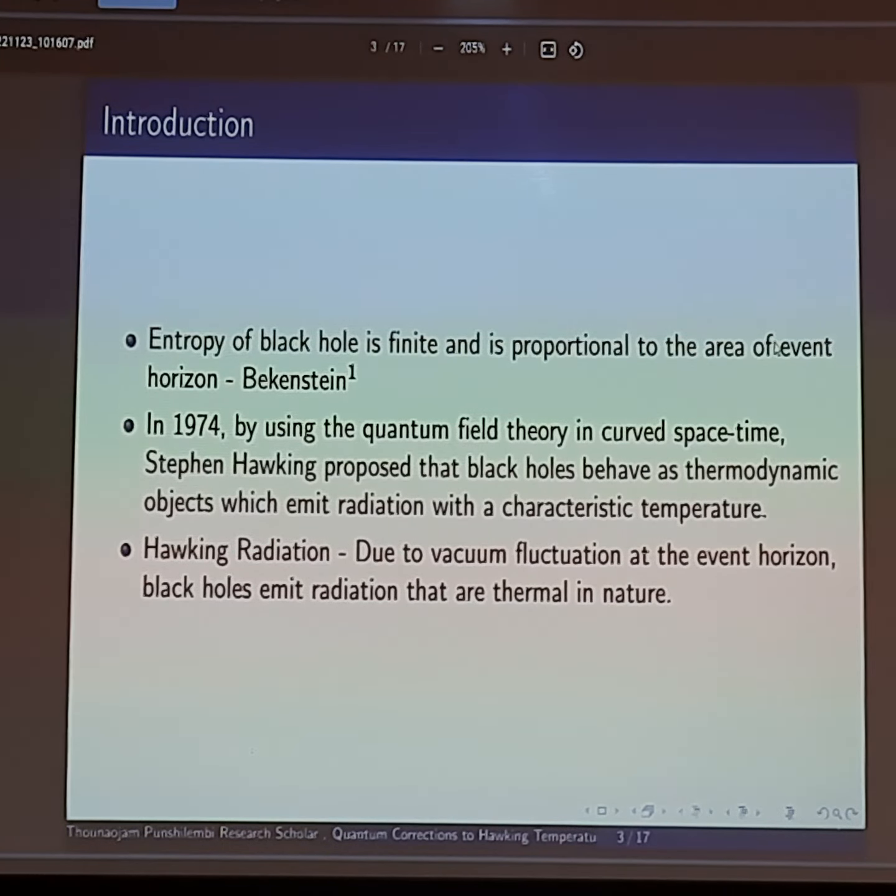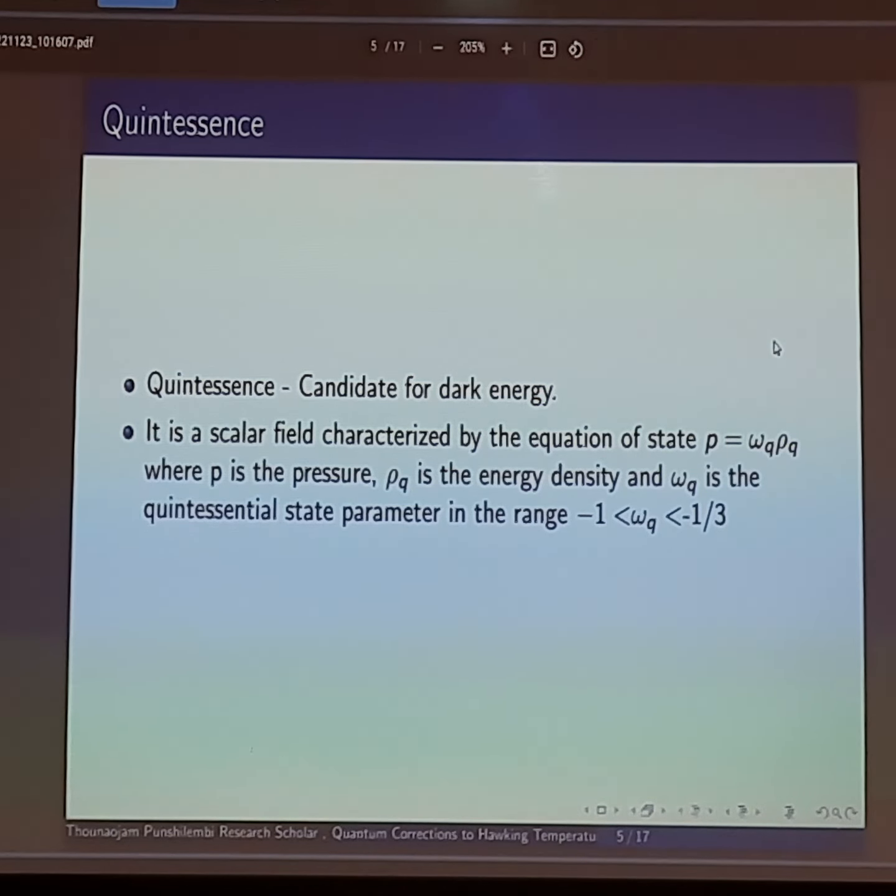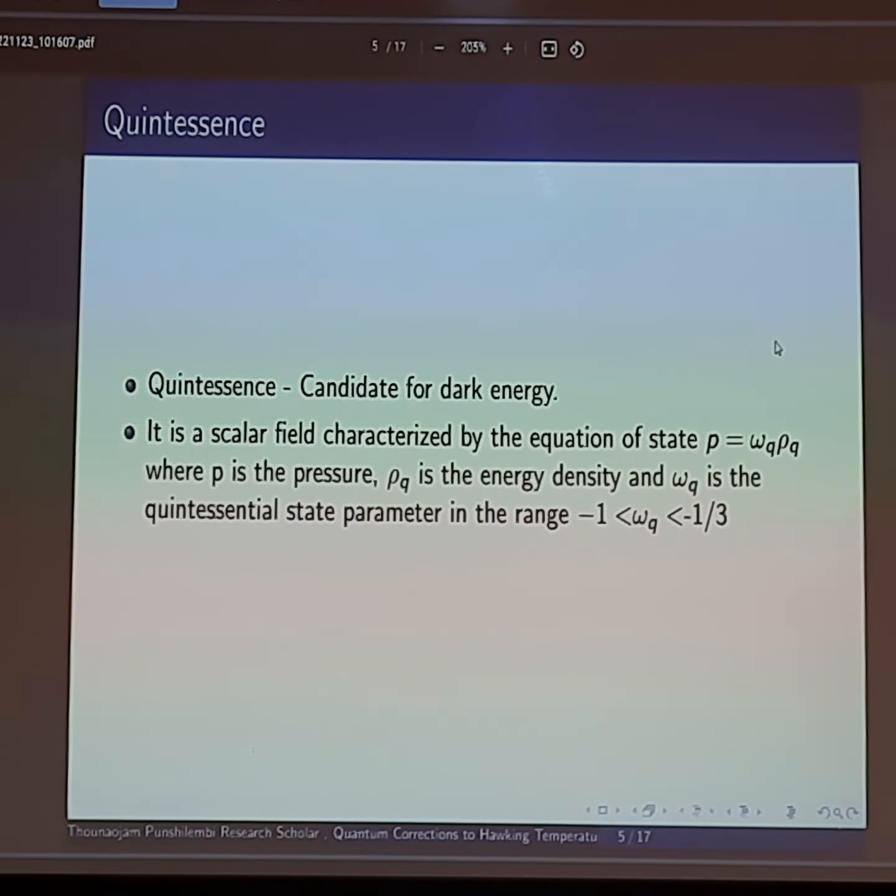And quintessence is one of the candidates for dark energy, and it is a scalar field which is characterized by the equation of state: pressure equals the state parameter times the energy density, and the state parameter is in the range -1 to -1/3.